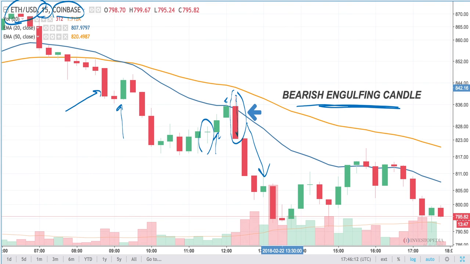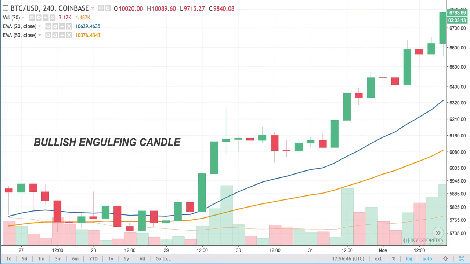On the flip side, we have the bullish engulfing candle. Now, this is a chart of Bitcoin versus the US dollar. Each of these bars represents 240 minutes, which means 4 hours of time. And this is on the Coinbase exchange. Now, a bullish engulfing candle is similar to a bearish engulfing candle, but it signifies that prices are ready or perhaps might be moving up.